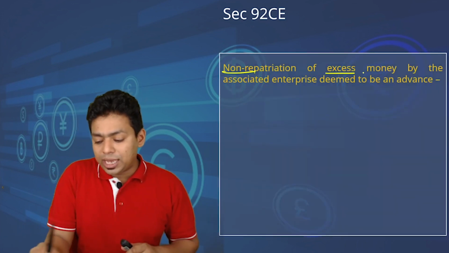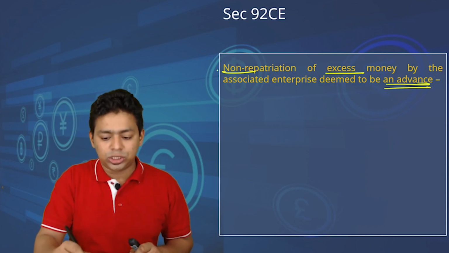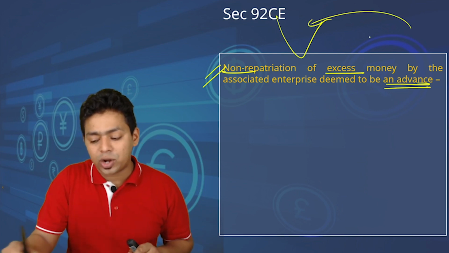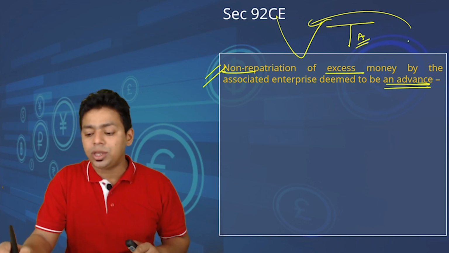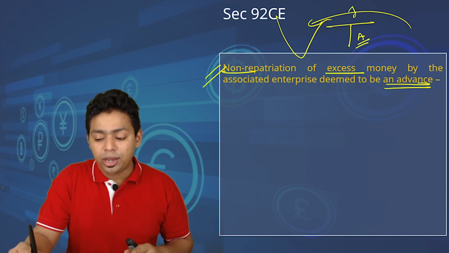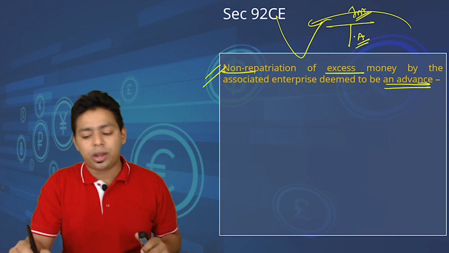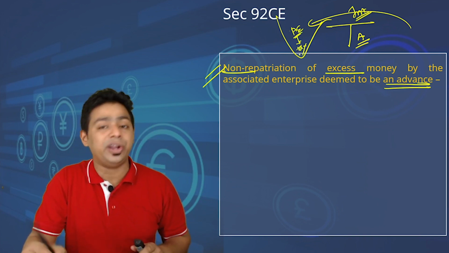No repatriation of the excess money by the associate enterprises shall be deemed to be an advance. So this is the consequence. If you do not bring back the money, then it will be considered as a loan and advance in your balance sheet, and we will assume that you are earning an interest, though in reality you are not earning an interest, and from Indian associate enterprises we will take tax on that particular interest.